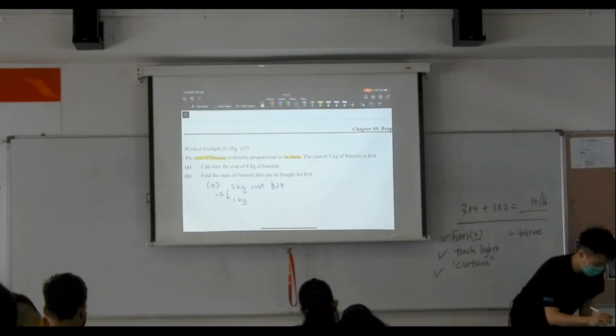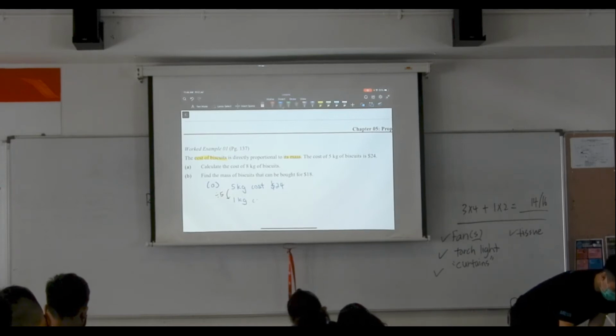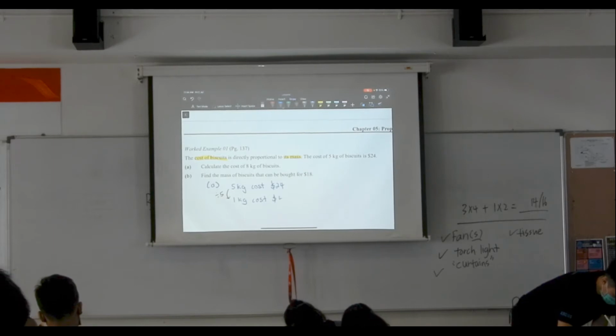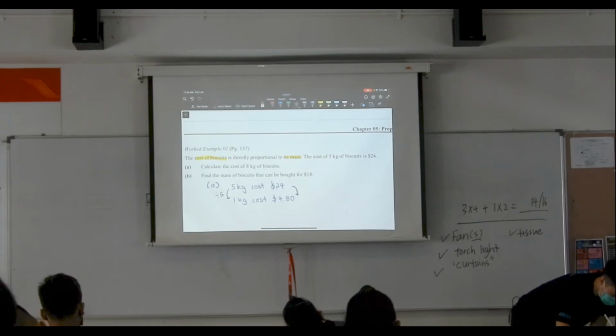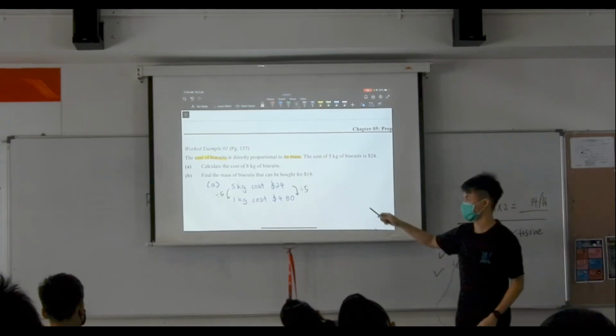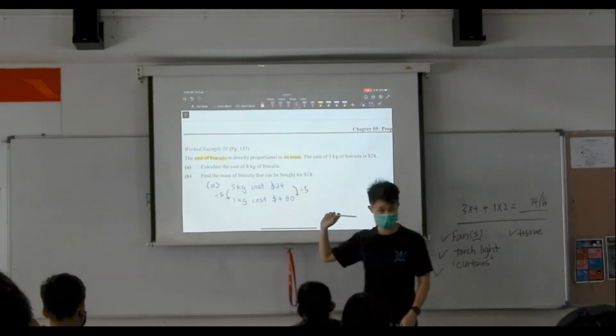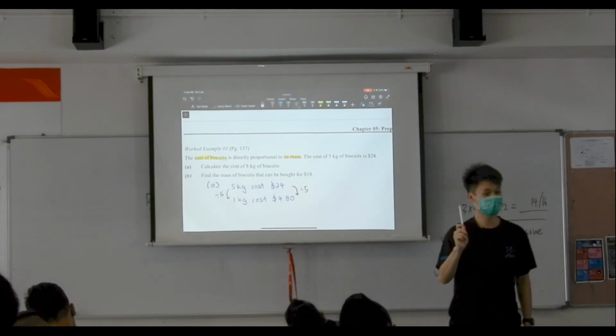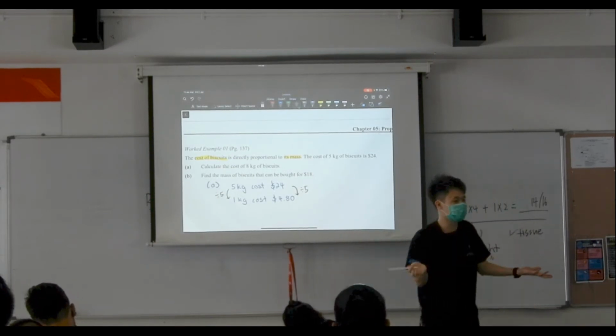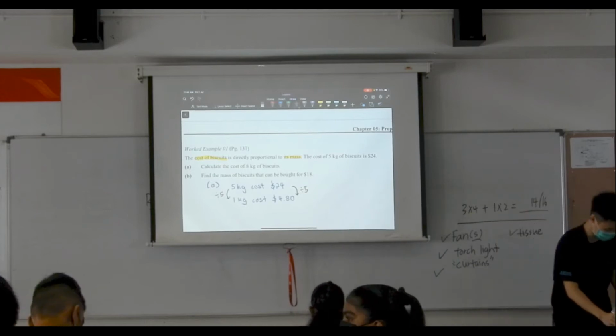Use your calculator here. 1 kg would cost $4.80. How did I get that? You divide by 5 here. Because they are in direct proportion, you can just divide by 5 on both sides. Make sense? See, direct proportion is so easy. It's actually what you have learned since last year.